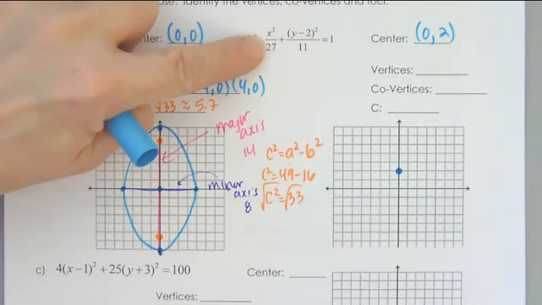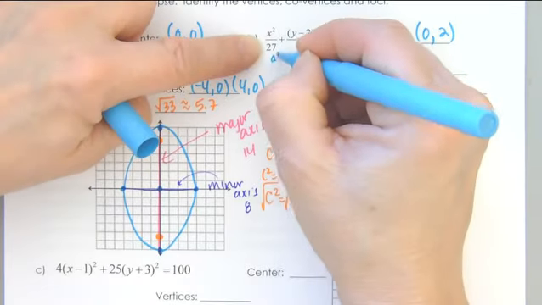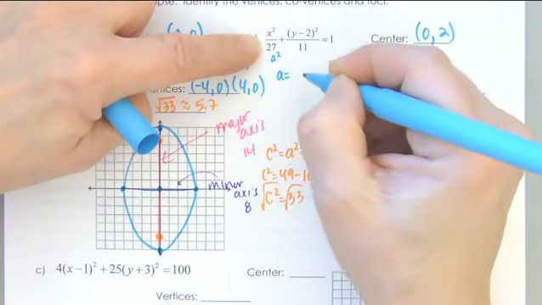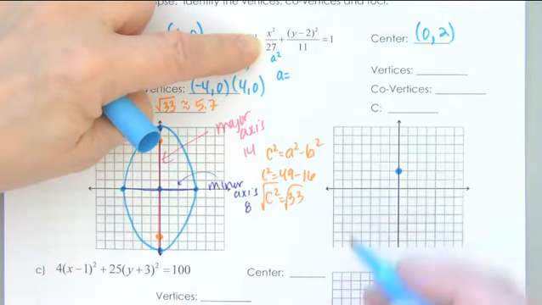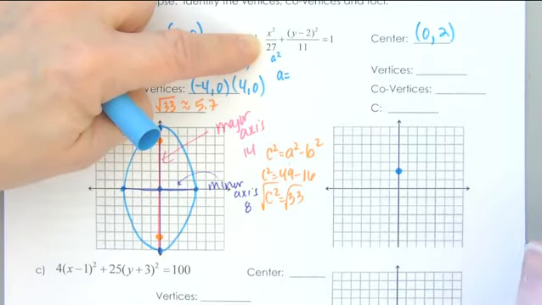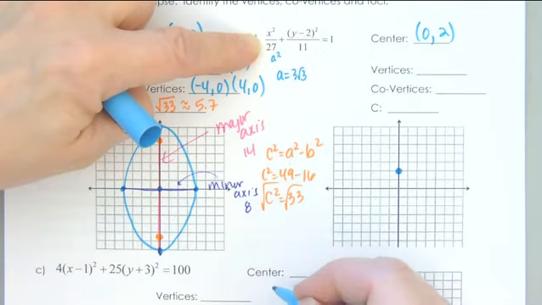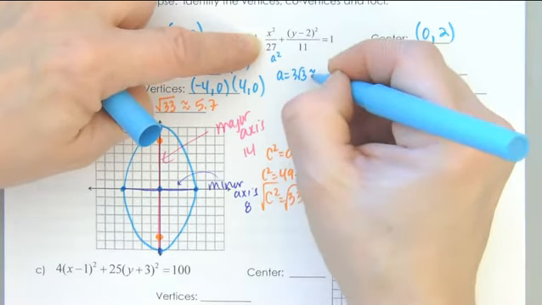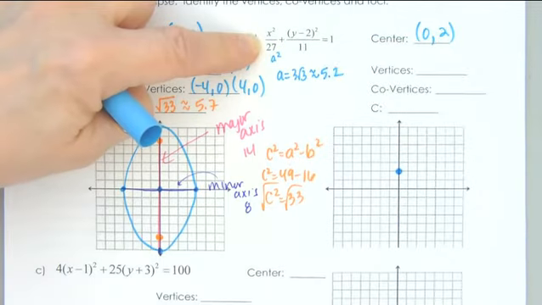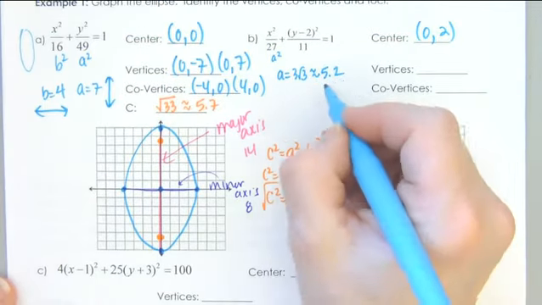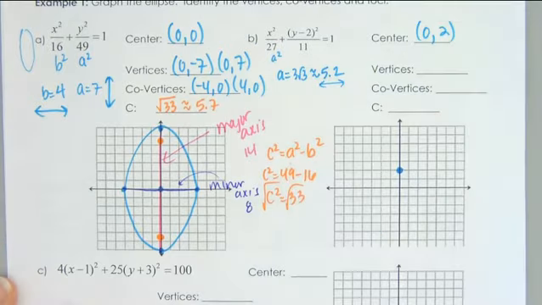Now, the vertices are the ones that are further away, so those are going to be the bigger number. It's not very nice this time, so this time a squared is 27, a is radical 27, which is 3 radical 3. Again, not super helpful here. So I would change that to a decimal, and that decimal equivalence is about 5.2. And since it's under the x, it means I'm going to go left and right 5.2.